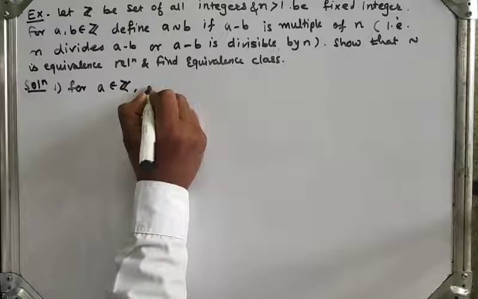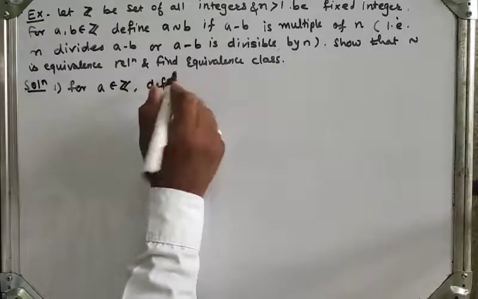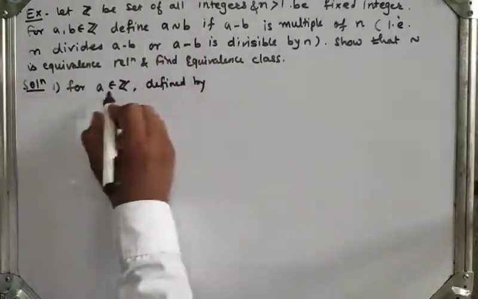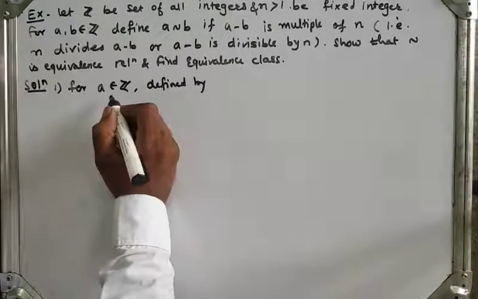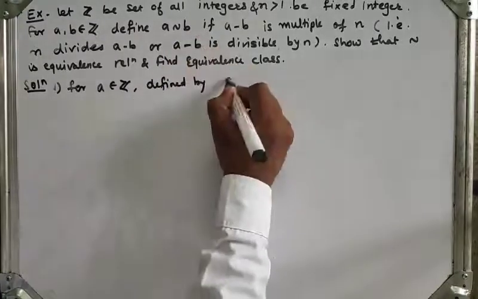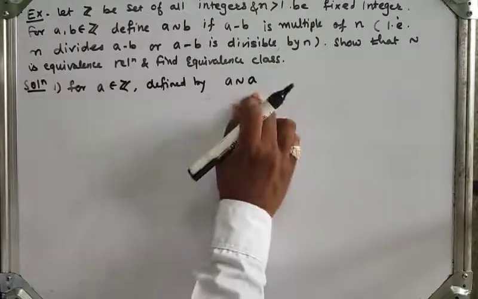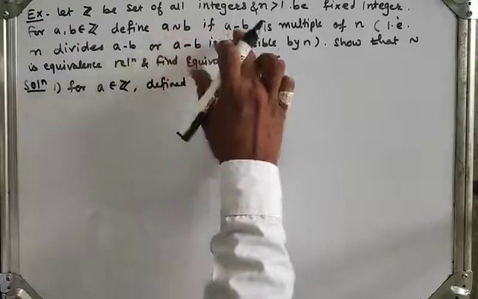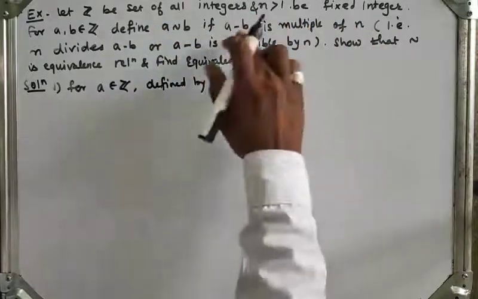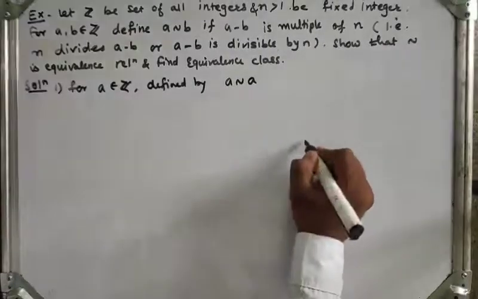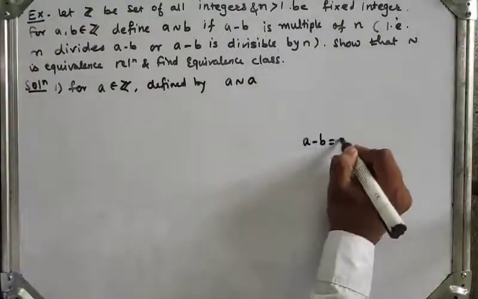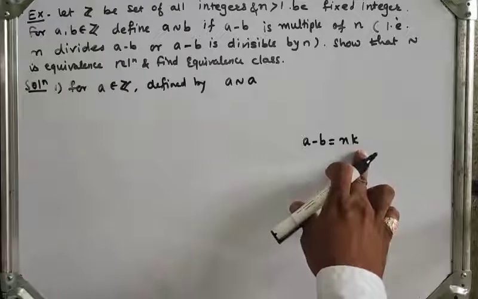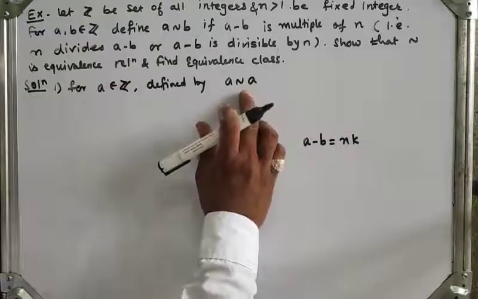since it is defined by a equivalent to b. Here, in the reflexive relation we want a single element, so a is equivalent to a. And what is the relation? If I have a equivalent to b, then a minus b is a multiple of n. A minus b is a multiple of n means we have to write it as a minus b is equal to n into k, where k belongs to the set of integers.